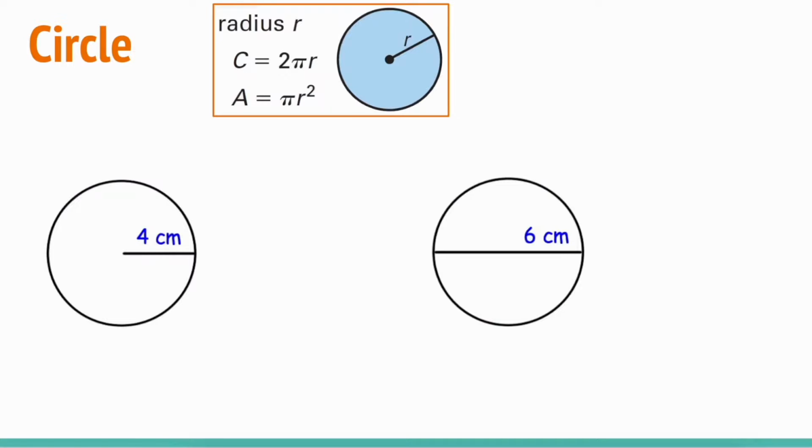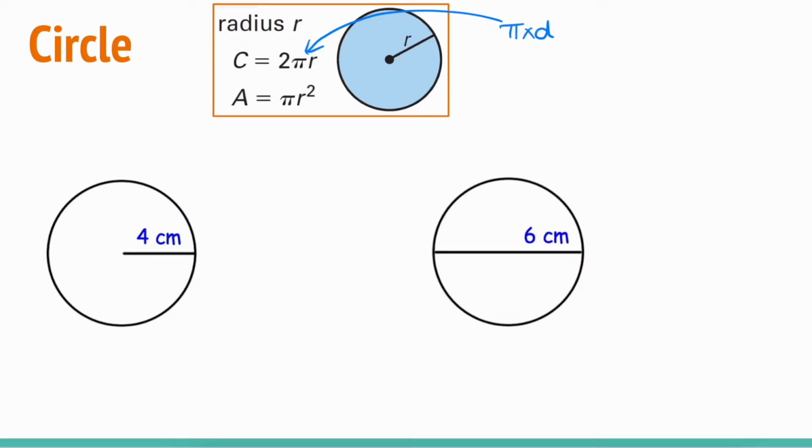a circle, it is pi times the radius squared. And for the circumference, and that means the distance all the way around the edge, it is 2 times pi times r. Or sometimes you might see this written as pi times the diameter, since the radius times 2 is equal to diameter. So you can use either of those formulas.